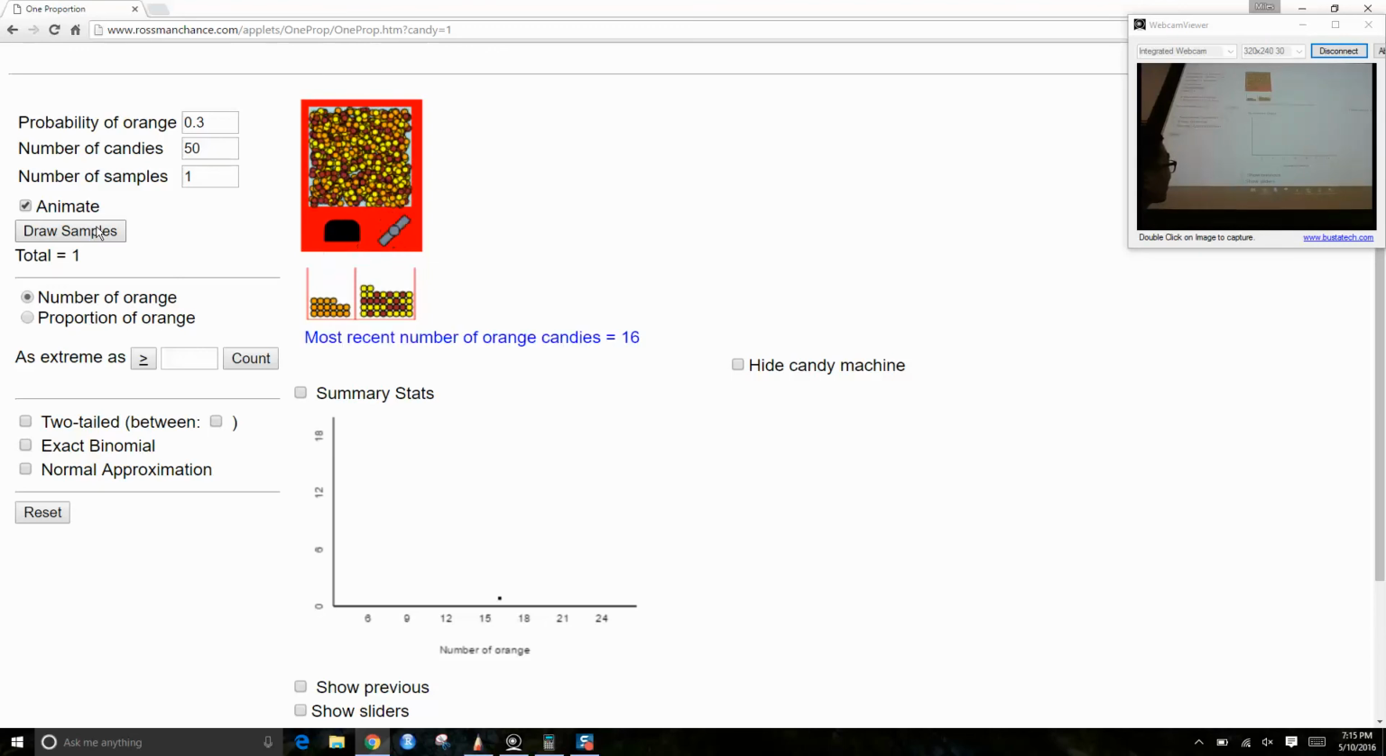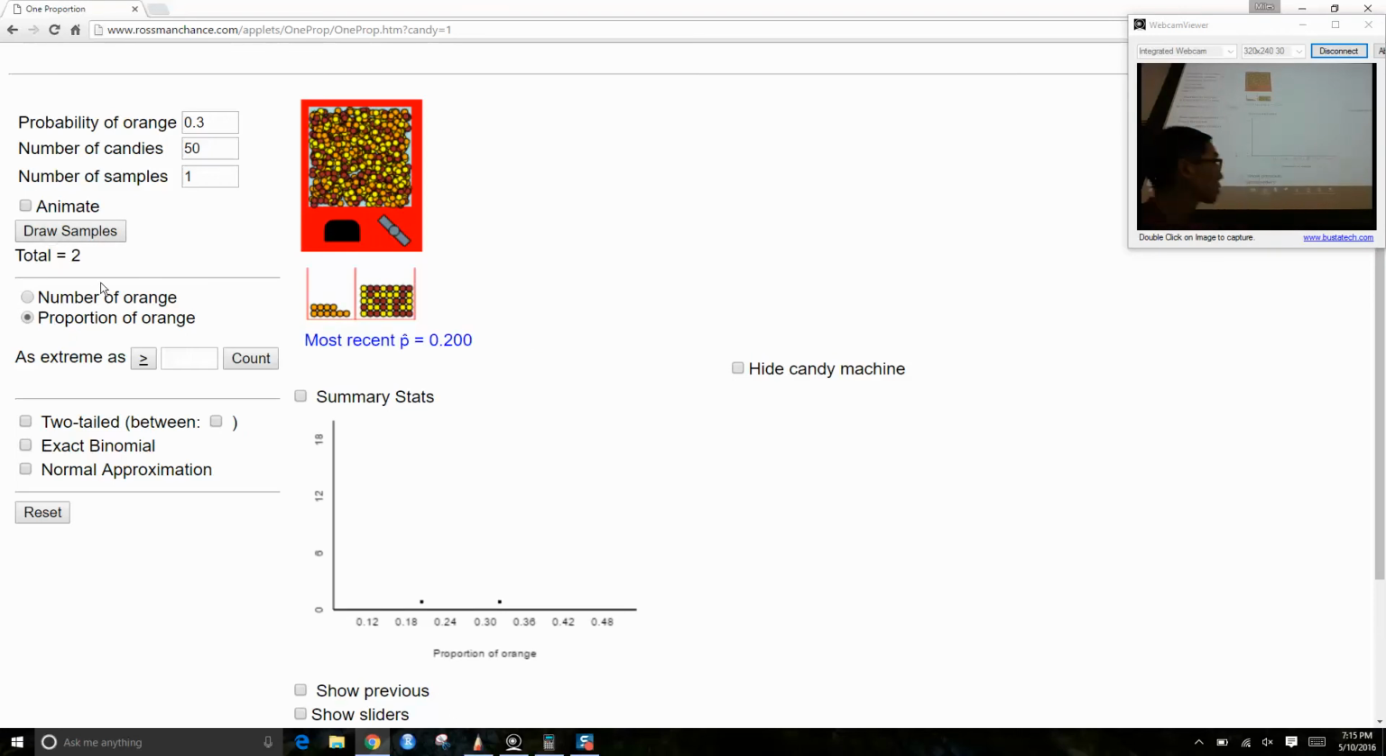The pieces of candy come out, and it says the number of orange candies is 16. 16 out of 50 would be 32%. We're going to keep track of it, and we're going to build up a dot plot here, and on our dot plot we put a dot right at 32%. And so I'll do this again.